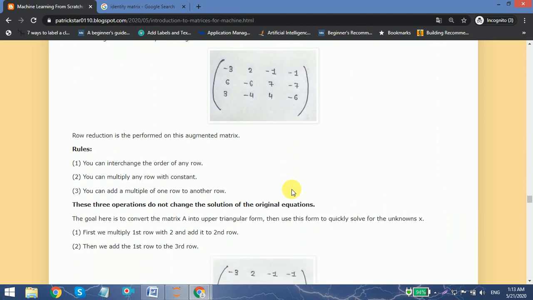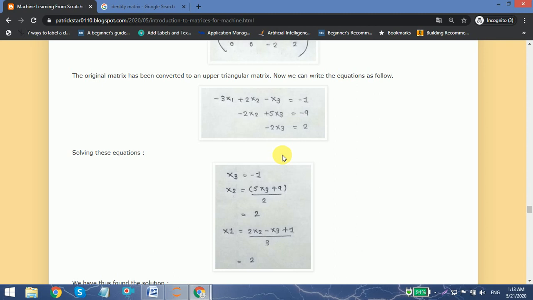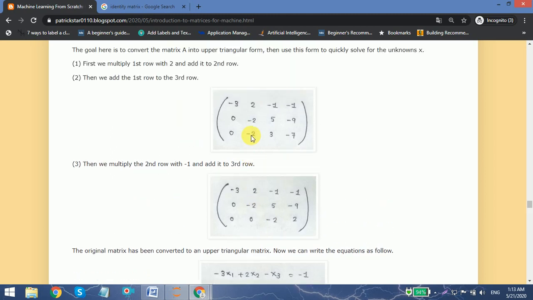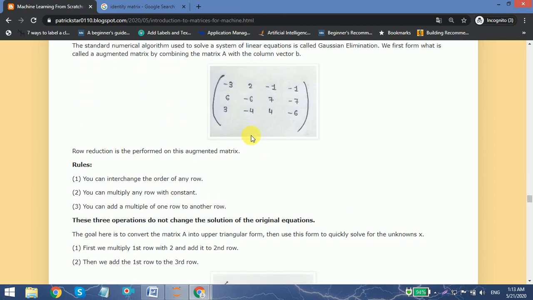Okay, so now what we have to do is convert our matrix into an upper triangular form. Okay, so this is our upper triangular form, so these values must be 0. So how can we perform it? There is a technique called row reduction of a matrix. So here are the rules of row reduction.